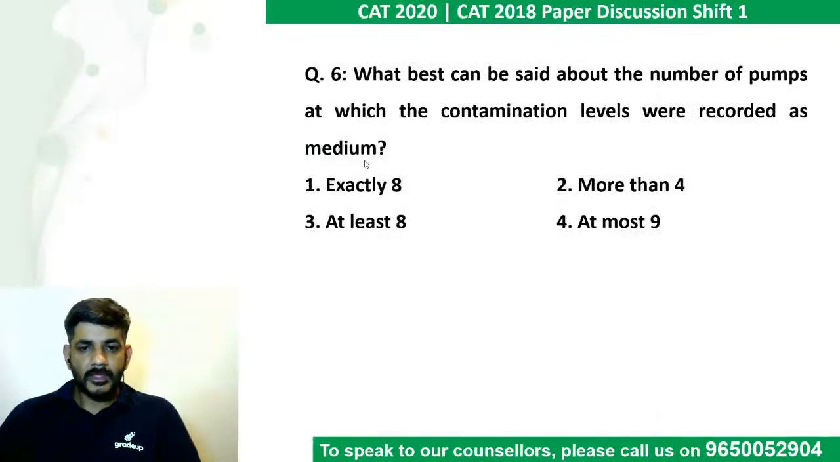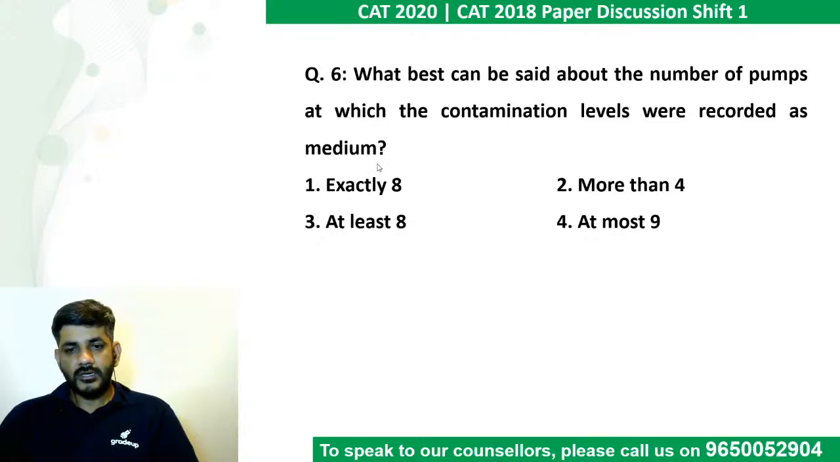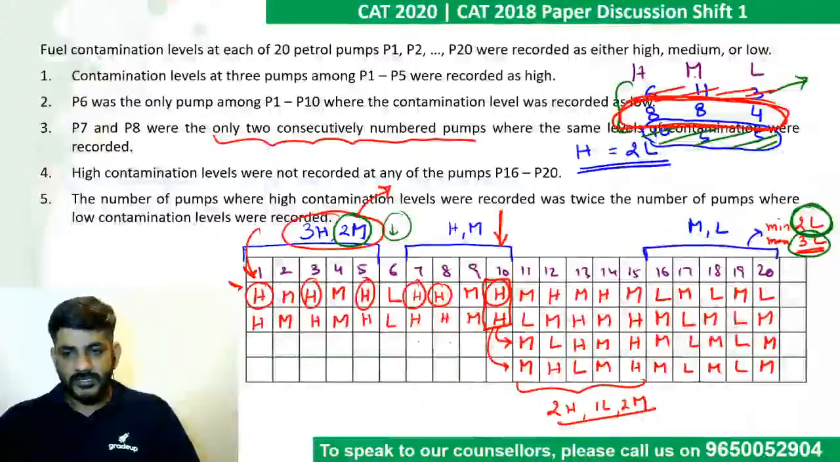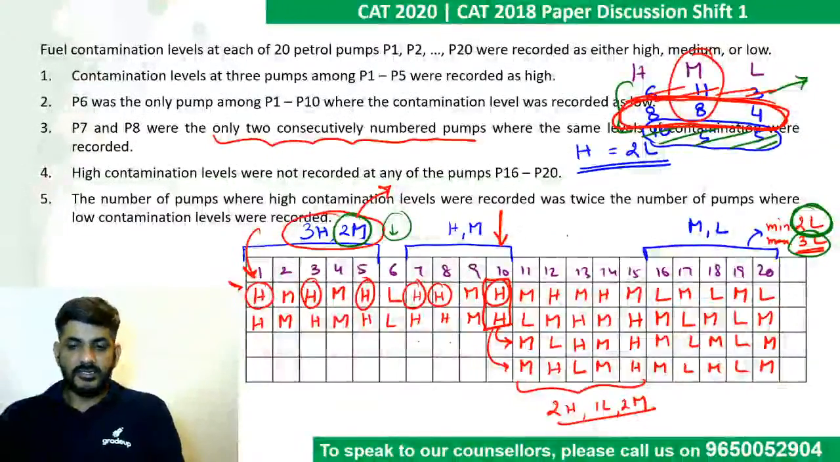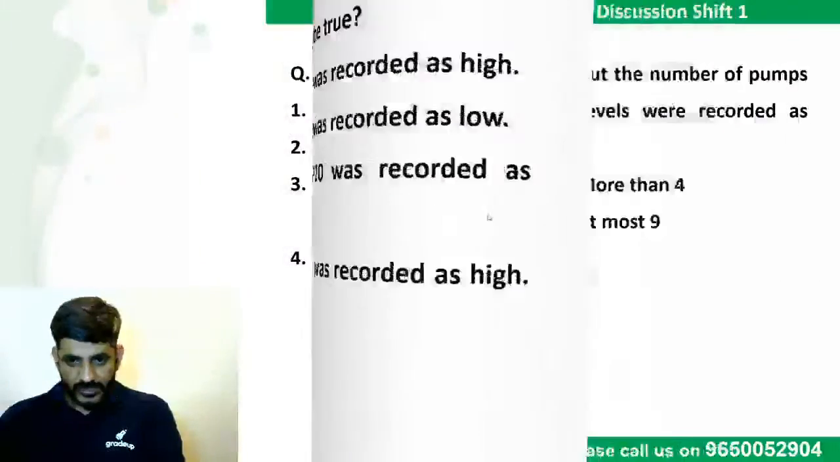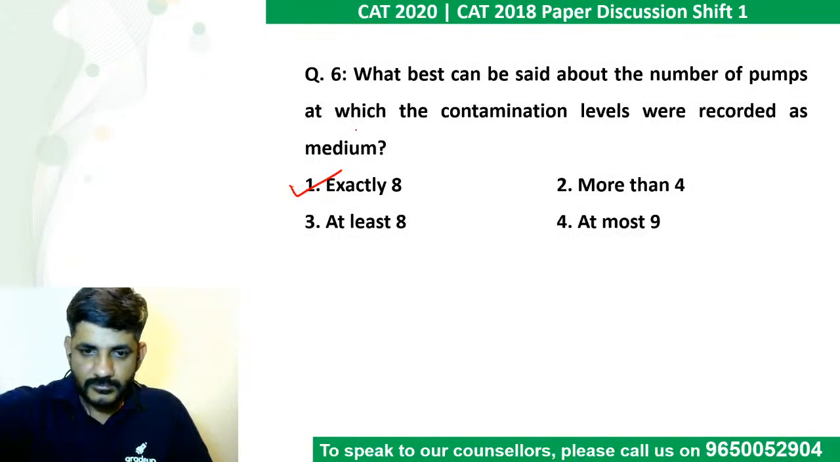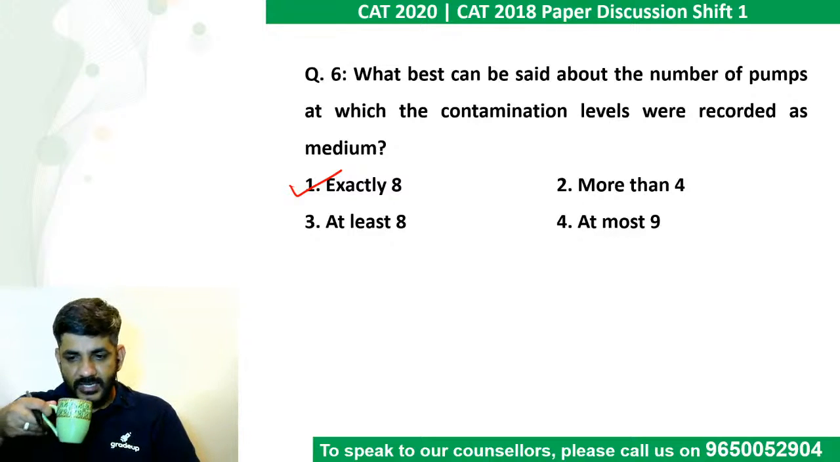Look at second. What best can be said about the number of pumps at which the contamination recorded was medium? So we have just calculated that medium is fixed as 8, neither more than 8 nor less than 8. So therefore the answer for this question is exactly 8. For question number 6, the answer is exactly 8.